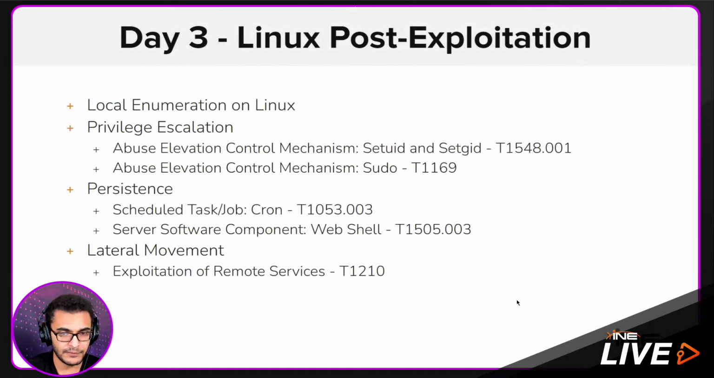And then finally, on the last day, or on day 3, we'll be repeating the same process with minor differences on Linux. So again, we'll take a look at how to perform local enumeration on Linux. The objective here is, again, to enumerate as much information as possible from the system that you have just compromised. Once we've done that, we'll then move on to privilege escalation on Linux. And in this particular case, we'll be taking a look at some of the most popular techniques that we've seen employed by APT groups.